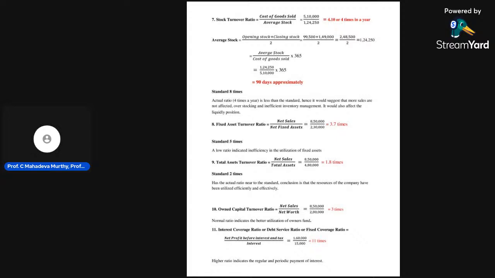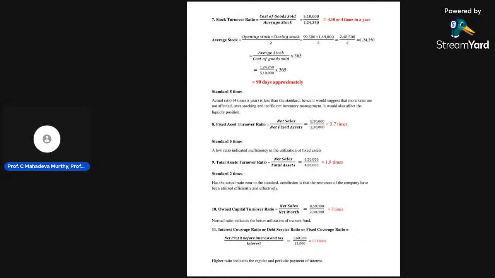Here, this is fixed assets to sales, the relationship between the fixed assets and sales, because the capacity of the fixed assets is more. Here the organization is inefficiently utilizing the fixed assets. Capacity is 10,000, and the organization is only using less than the capacity. That is the meaning of that.